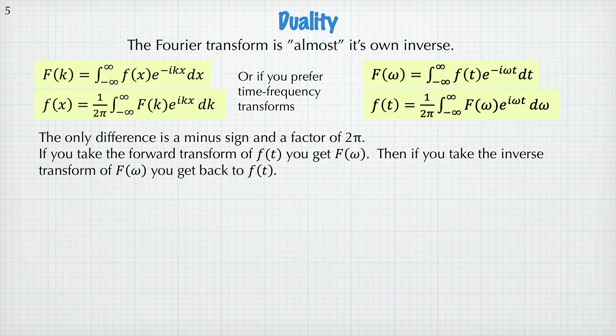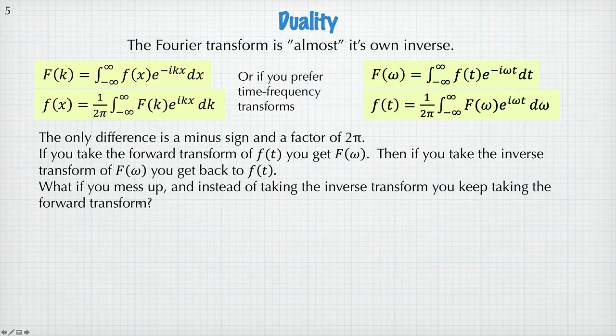Now, let's do a little thought experiment. What if you mess up, and instead of taking the inverse transform, you just keep taking the forward transform? So this transform here, or this one here, in terms of omega and t. So what I mean by that is if you take the forward transform of f of t, you get big F of omega. Now what if you take big F of omega and change the omegas back to t's, and then take the forward transform again? When you take the forward transform of big F of t, you'll get back to the function little f, but now little f will be little f of minus omega with a factor of 2 pi out the front.